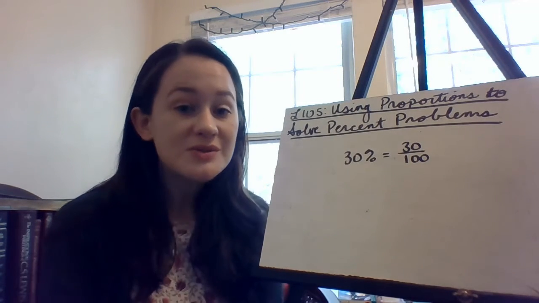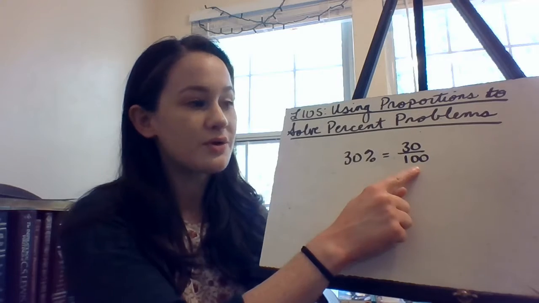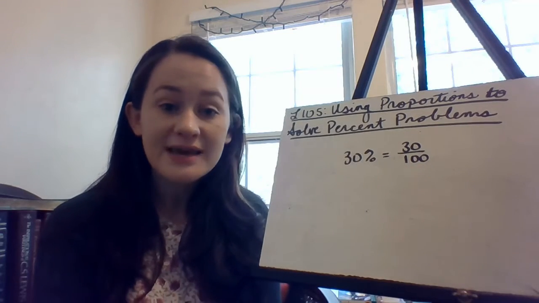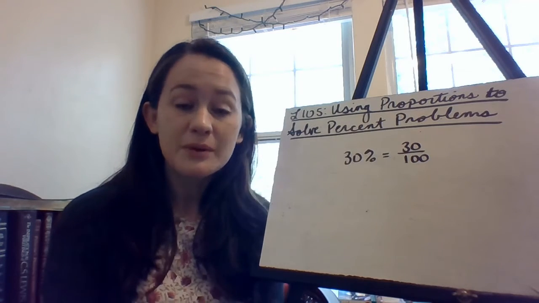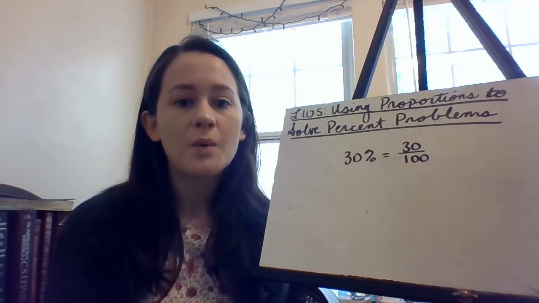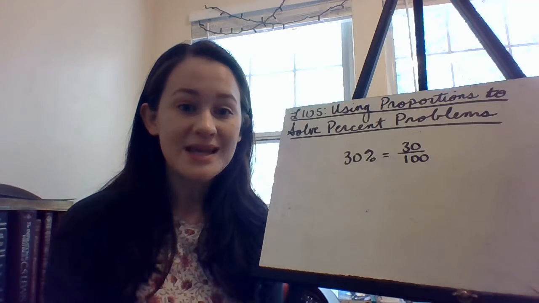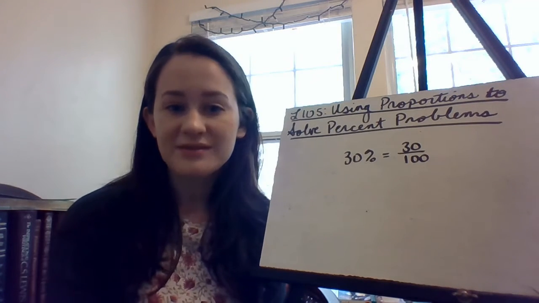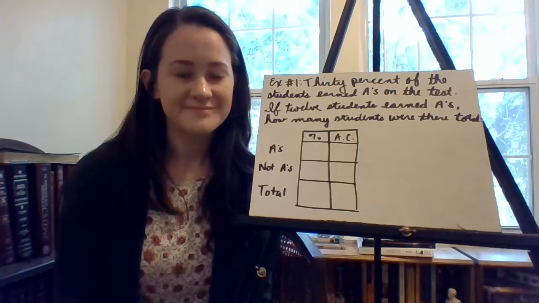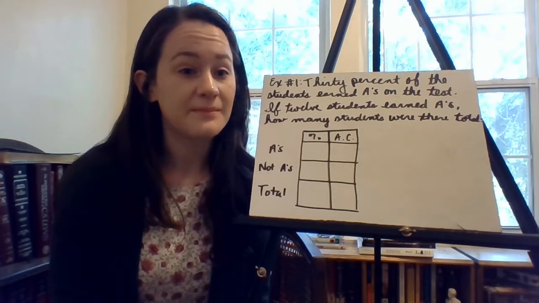We've worked with reducing those fractions, so 30 over 100 we could reduce to 3/10. And we've worked with converting them back and forth into proportions and ratios. We're going to use this understanding to help us answer some word problems where they give us a percent and we have to find out some of the missing information. Let's jump into example number 1.